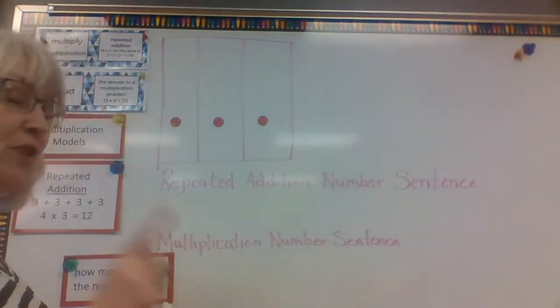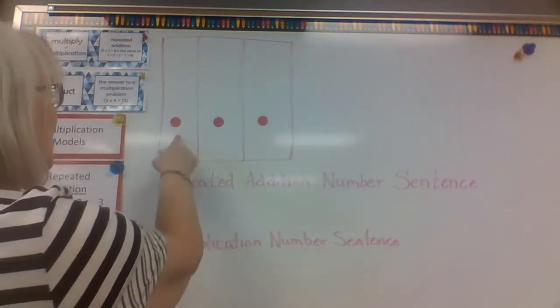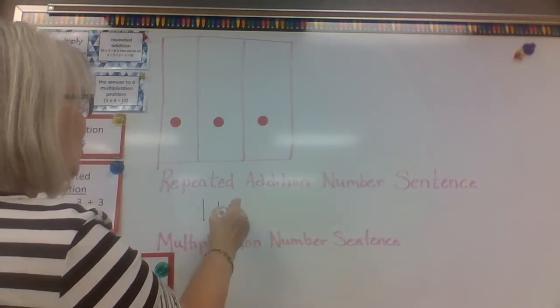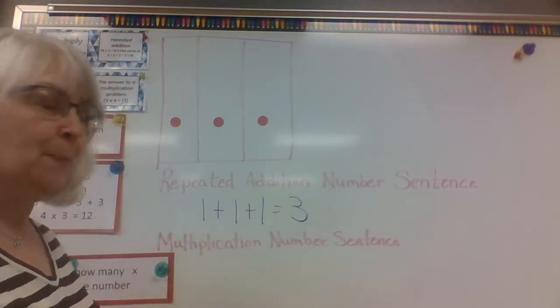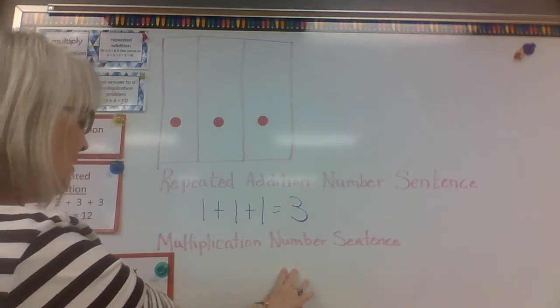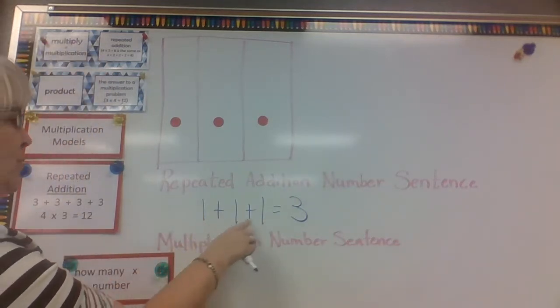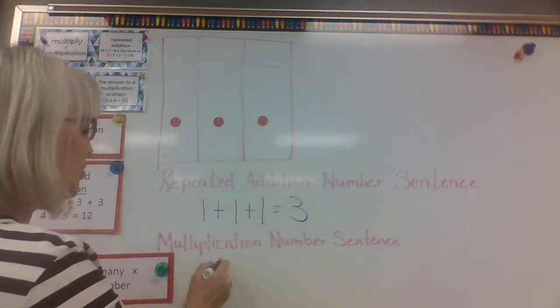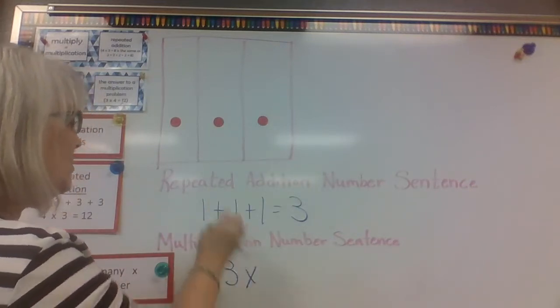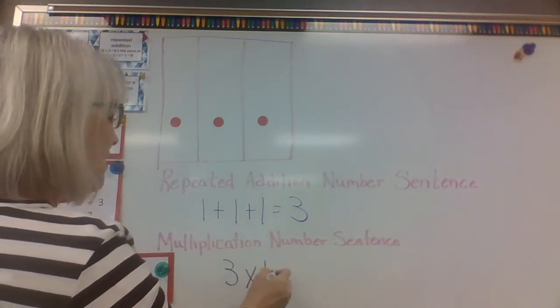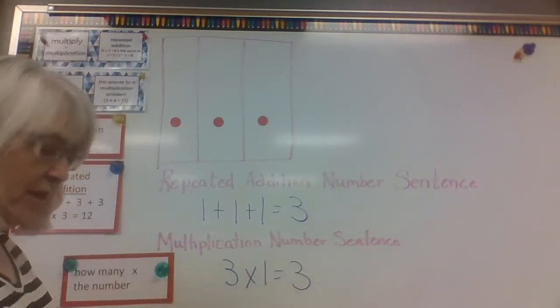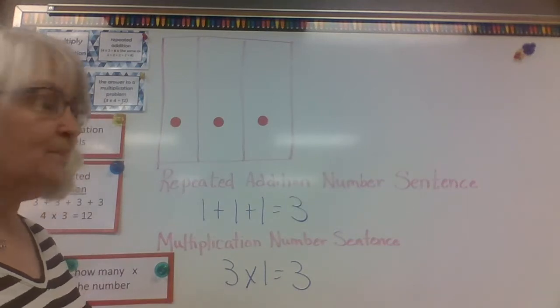And to do that, first we're going to do our repeated addition. 1 plus 1 plus 1, and this is a very easy one. It's 3. Okay, now to do the multiplication sentence, how many times did we write the number? How many children? 3 times how many? What's the number we wrote over and over? 1. 3 times 1 equals 3.